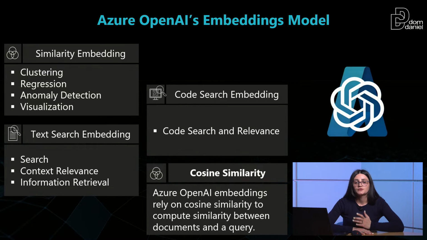Here, I would also like to talk about cosine similarity, as Azure OpenAI embeddings are based on this model to compute similarity between documents and the query. So one of the methods to identify similar documents is to count the number of common words between documents, but unfortunately this approach cannot be scaled, as expansion in a document size can lead to a larger number of words, and that is why cosine similarity is considered to be an effective alternative.